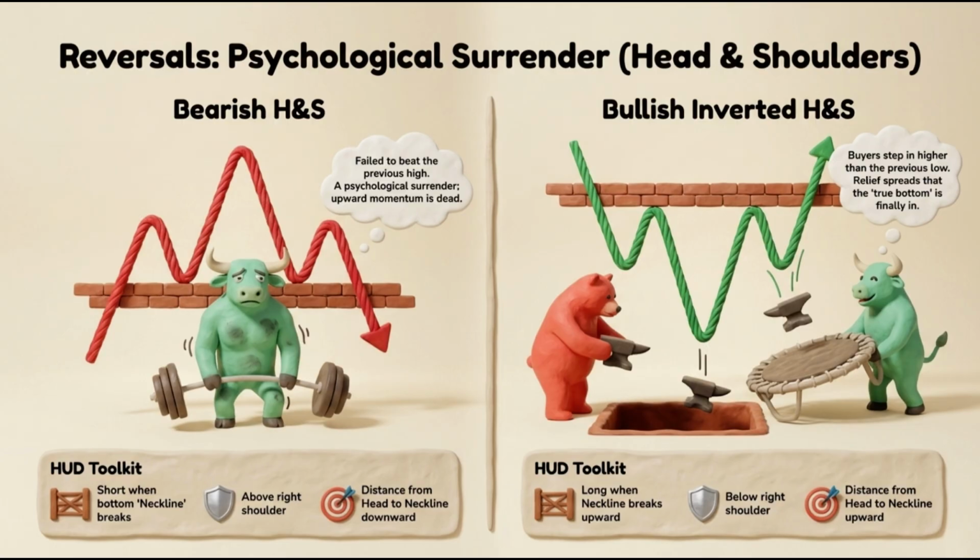A bearish H&S shows the bull failing to beat a previous high, signaling that upward momentum is dead. A bullish inverted H&S shows the bear failing to push the price lower than before, spreading relief that the true bottom is finally in. Traders wait for the neckline to break before entering, using the distance from the head to the neckline to set their profit targets.